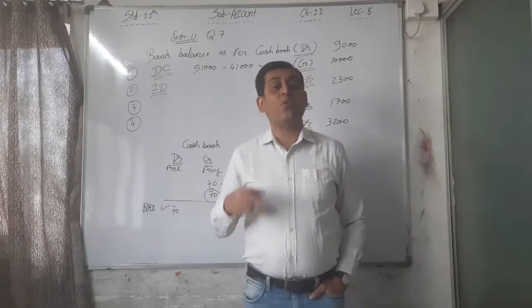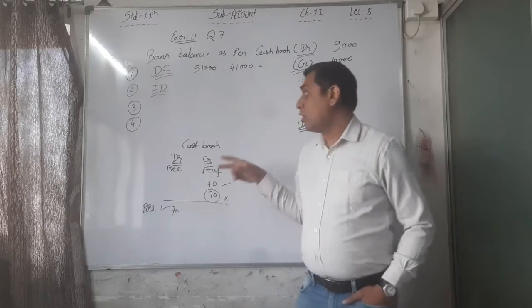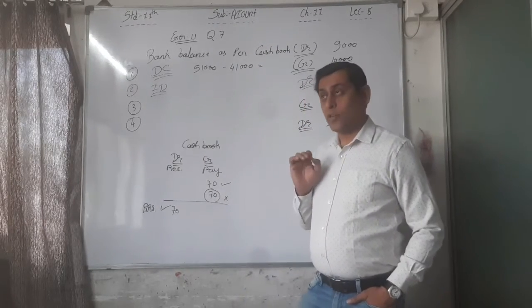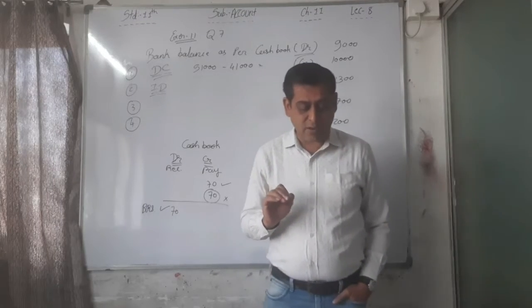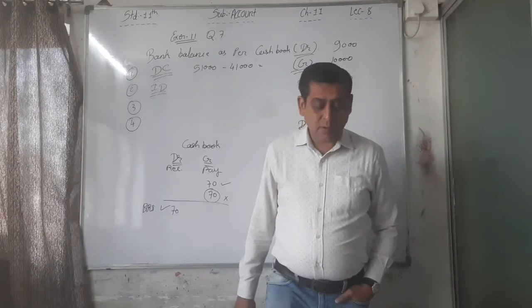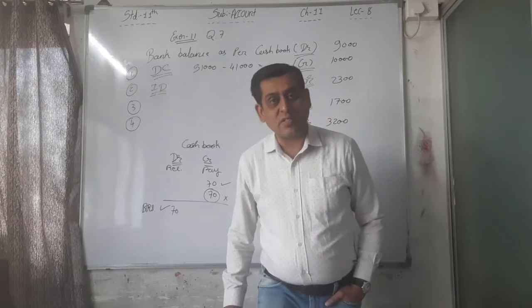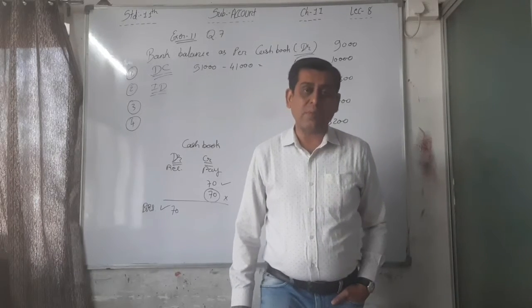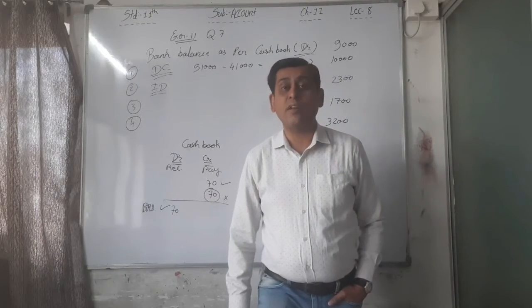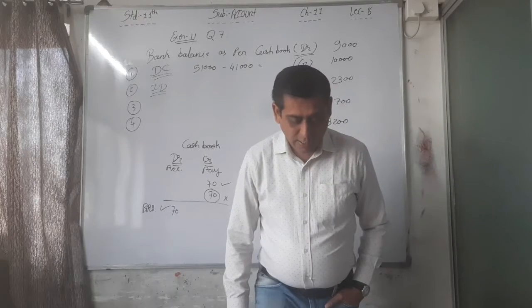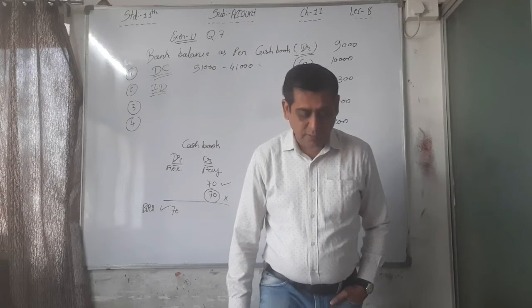So in the ninth point, you have to write down 2 lines, 2 different situations. One for the bank interest and the second for the bank charges. Bank interest, bank credited, that's why we have to debit it. Bank charges, bank debited, that's why we have to credit it. 9th point over. Now the 10th point.